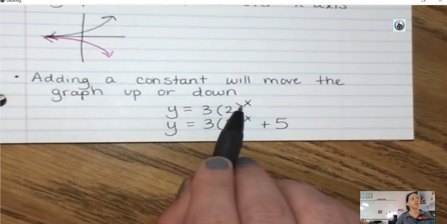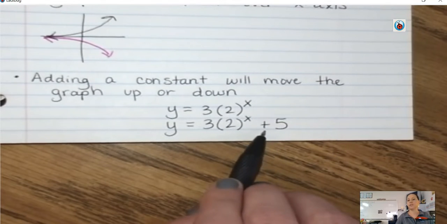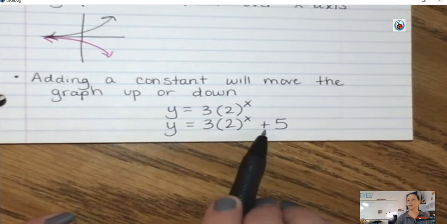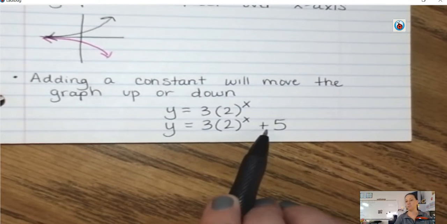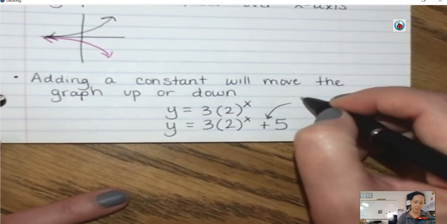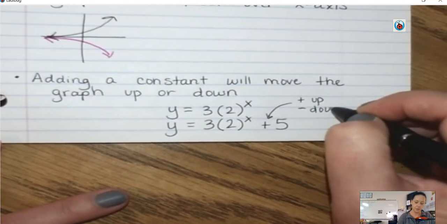That means wherever the original graph is, the second graph is now going to be up 5 units. If it's a plus sign, it's going to be up that many units. If it's a subtraction sign or a negative sign, it'll be down. So this symbol will say if it's moving up or down. Plus moves up, minus sign means you move down.